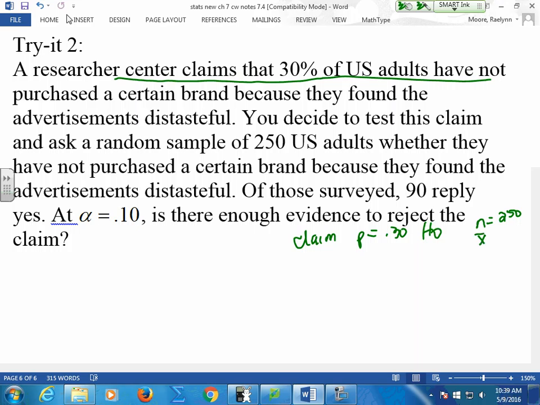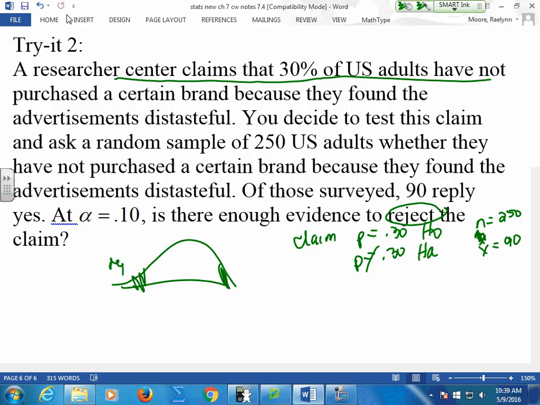Of those, 90 people, sorry, X says 90 replied yes. So you want to know, is there enough evidence to reject the claim? And yep, my claim is an H0. So your alternate is not equal, that's your HA. So your two-tailed test, again, make sure you label this reject H0, fail to reject H0, and reject H0. So what were your critical values for this? 1.28? Yep.